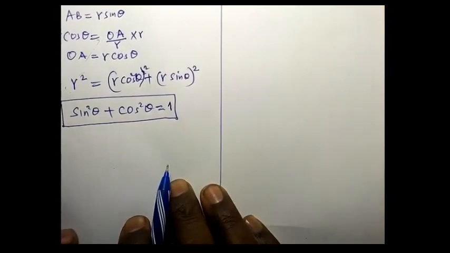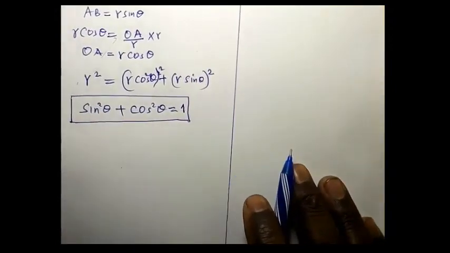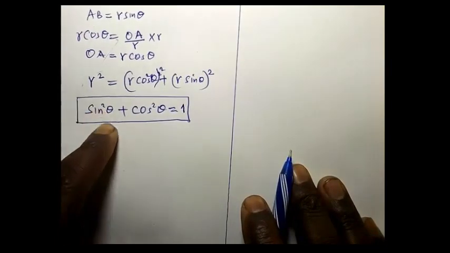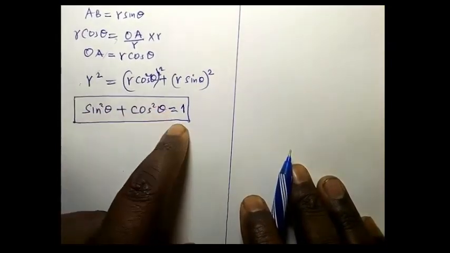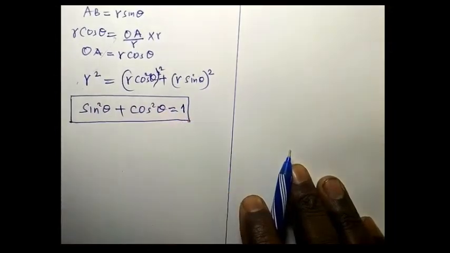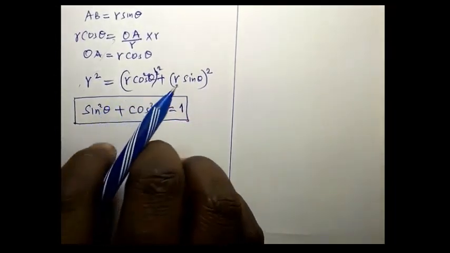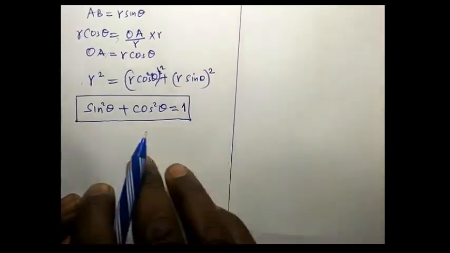This is a very important equation in this trigonometry, which you must know: sine square theta plus cos square theta is equal to 1. Very important. So if you know this one, you must master it like that.